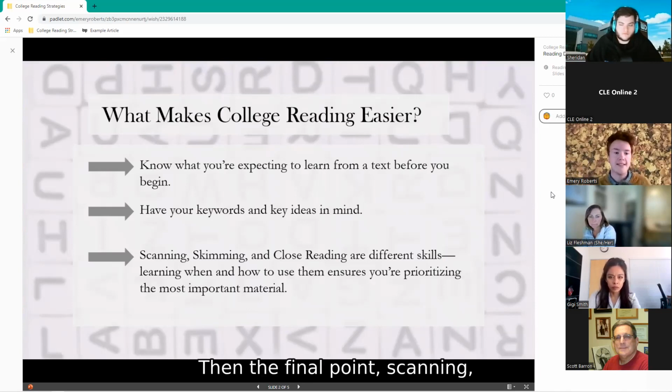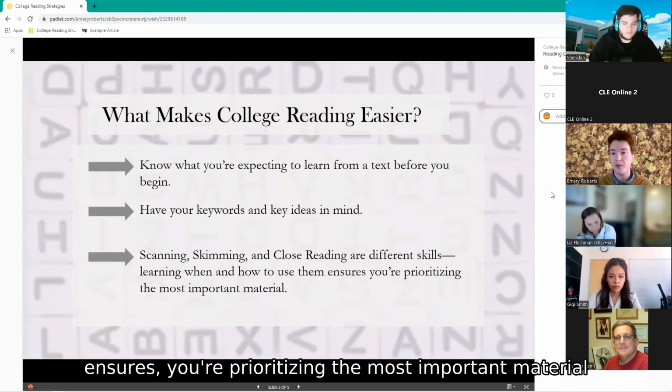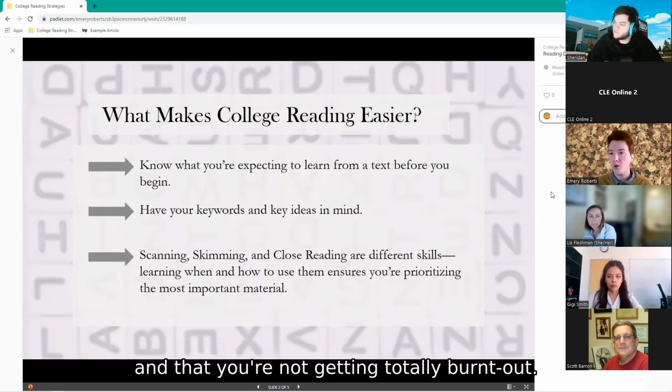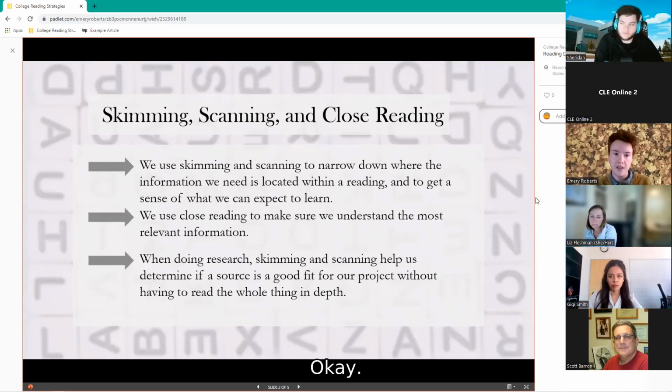And then the final point: scanning, skimming, and close reading are different skills. Learning when and how to use them ensures you're prioritizing the most important material and that you're not getting totally burnt out trying to close read a bunch of pages. Okay, so let's talk about those three.